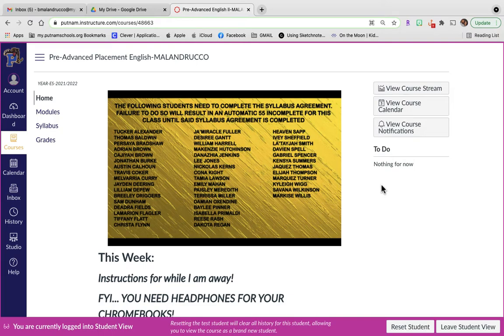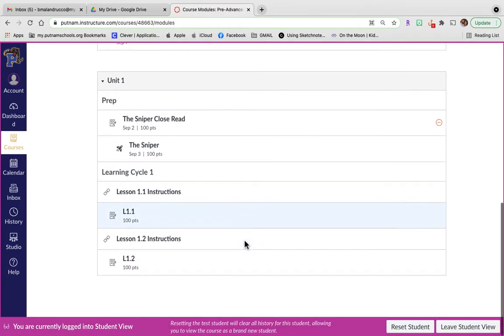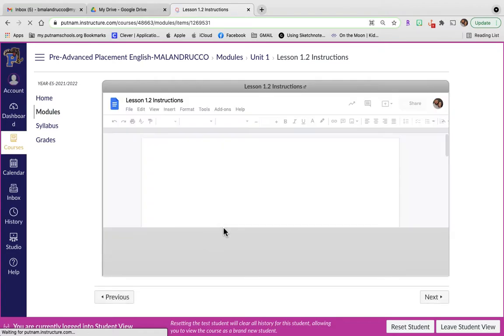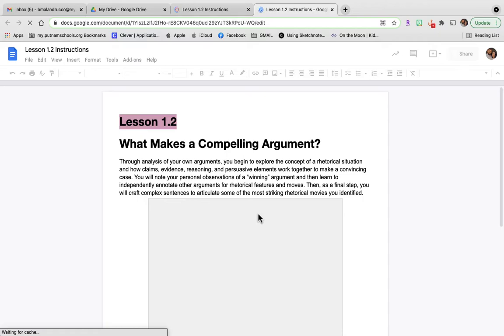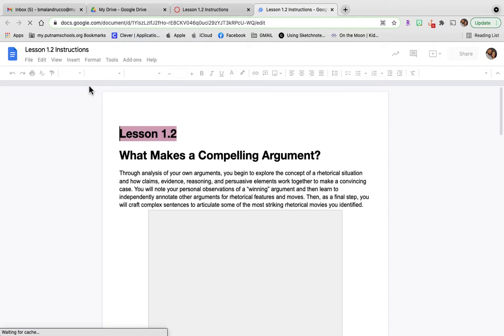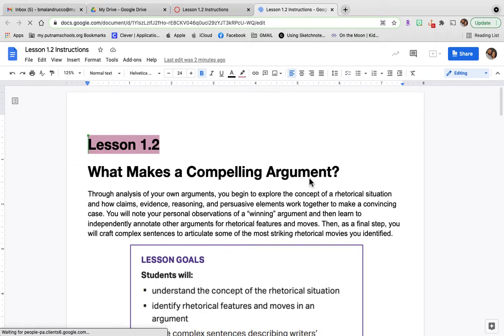This is for lesson 1.2. So you're going to go to modules, scroll down, and click on lesson 1.2 instructions. And again, you can keep it on here and view it, that's fine, or you can click on the link and make it its own tab. And what I'm also going to do is enlarge the text just a little bit so I can make it a little bit easier for me to read.